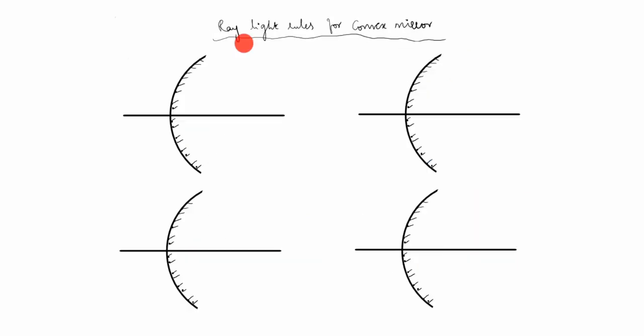Next, ray light rules for the convex mirror. Previously we saw the concave mirror ray light rules. Now we will see the convex mirror. You see P is here, F is here, C is here. The same way P, F, C. Already we saw before, this is the polished side and this surface is the silvered one.